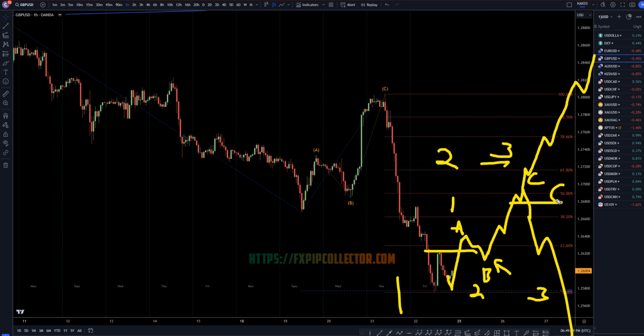Whether it's a wave 3 or whether it's a wave C, it's not going to matter to me because I'll be learning and earning at the same time.